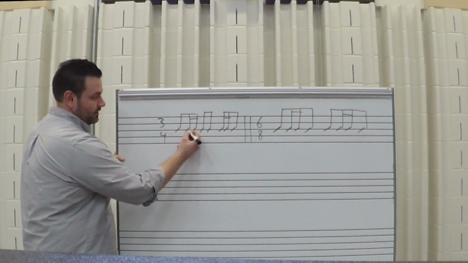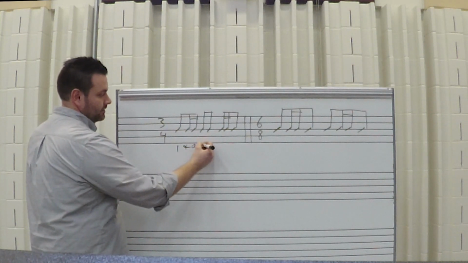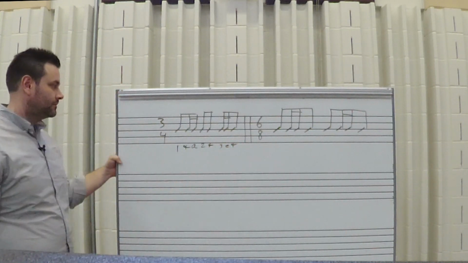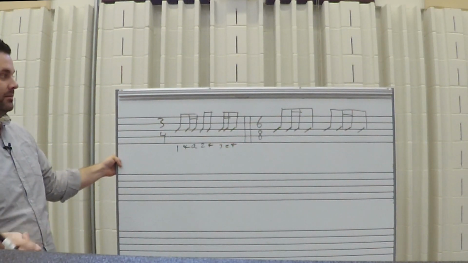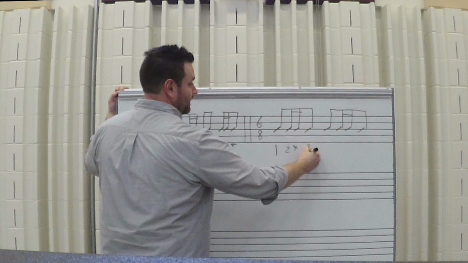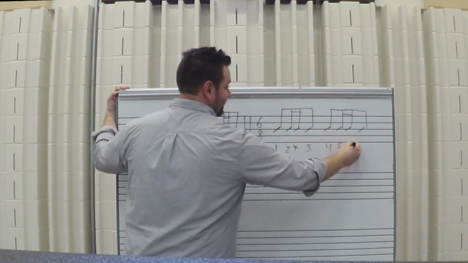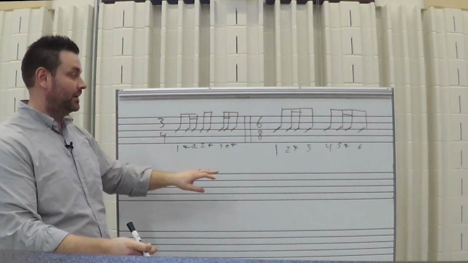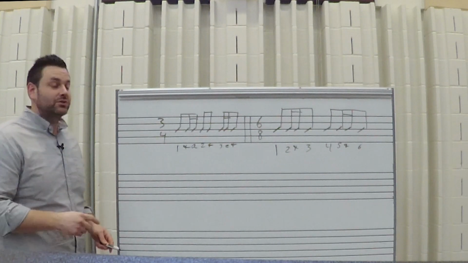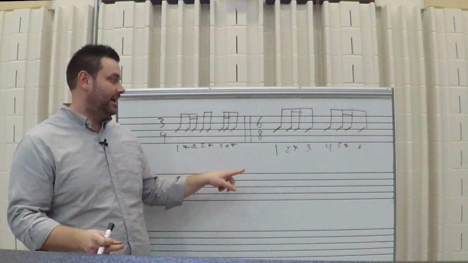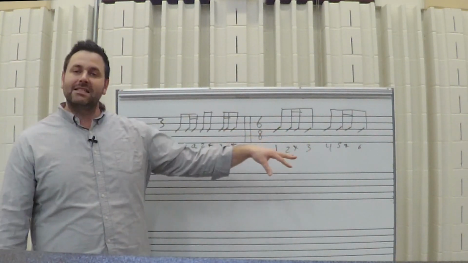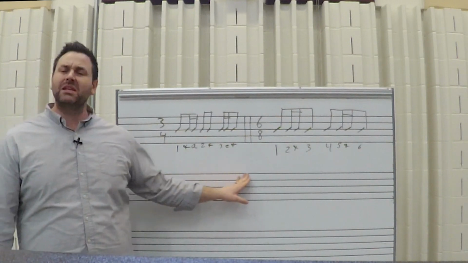In 3/4, this is going to be 1 and 2 and 3 and. Okay, 1 and 2 and 3 and. And then in 6/8, this is going to be beat 1, 2, and 3, 4, 5, and 6. So it's that really common rhythm we talked about earlier. 1, 2, and 3, 4, 5, and 6. Okay? So you can see the difference between those two rhythms is 1 and 2 and 3 and versus 1, 2, and 3, 4, 5, and 6. Okay? So exact same combination of notes, completely different feeling.